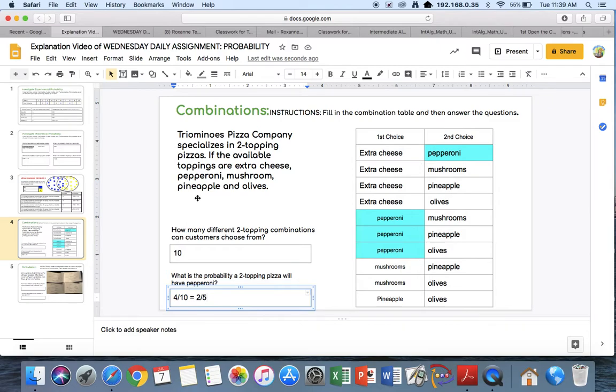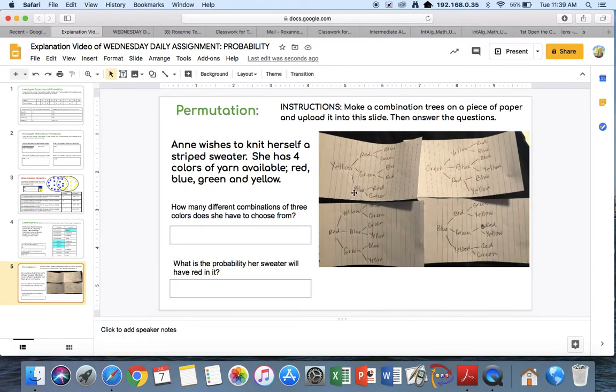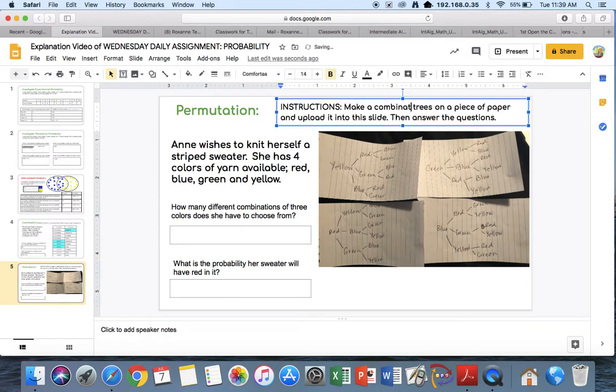So if you order a 2-topping pizza, this is called a combination, where the order doesn't matter. So now we're going to look at what's called a permutation. So I've already uploaded my picture of my permutation trees, is what it really should say, permutation trees.